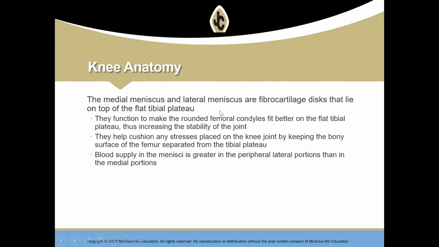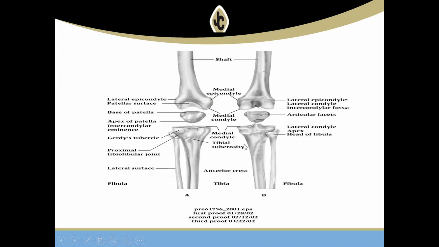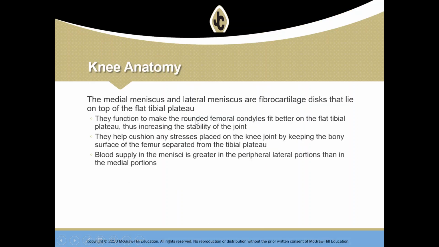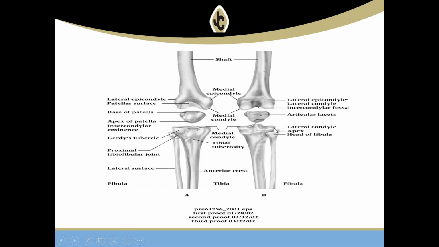Okay, your medial meniscus and lateral meniscus are fibrocartilage discs that help to allow the joint to move properly. It sits on the top of the tibia in that flat portion. If we go back and look, it sits right in here. This will be the lateral and the medial. They make the rounded femoral condyles fit better on the flat tibial plateau. They help cushion any stresses placed on the knee joint. Their blood supply is greater in the peripheral lateral portions than in the medial portions. So better blood supply here versus over here.